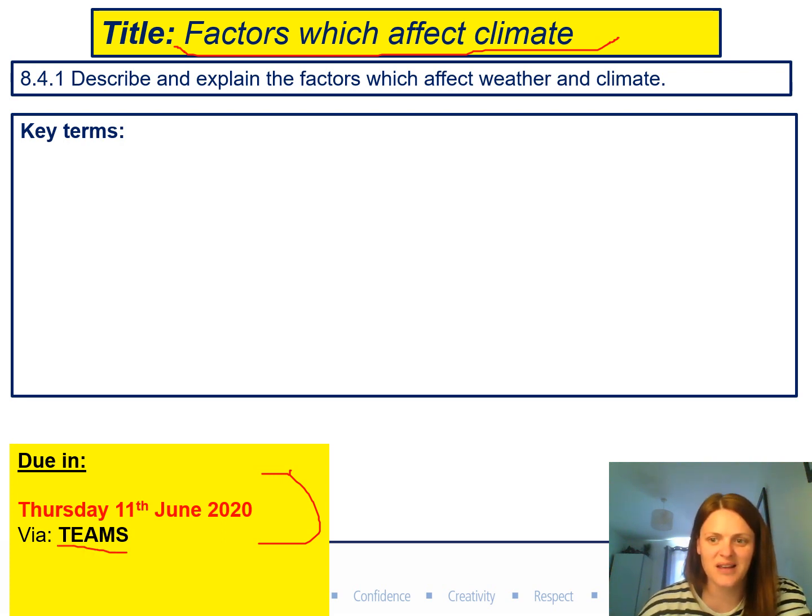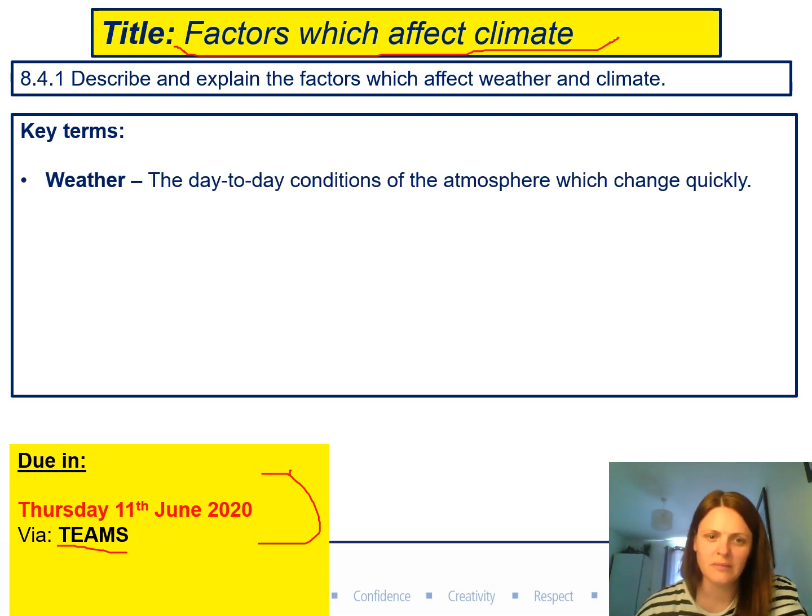So let's have a look at our key terms for today's lesson. Can you write these down as we go through them? First of all, the obvious one is weather. Now lots of people get this confused with climate, so we need to make sure we understand this. So weather is just your day-to-day conditions of the atmosphere, which change very quickly.